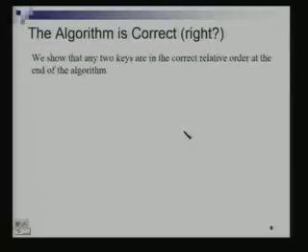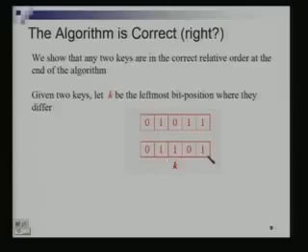Okay, now let's understand the correctness of the algorithm. We are now going to show that any 2 keys are in the correct relative order at the end. That means that if I take 2 keys, one is smaller than the other, then in the end the key which is smaller appears before the key which is larger. It's a very simple proof. Suppose these are the 2 keys that were given to me. Let me look at the leftmost position at which they differ. They don't differ at this place, they don't differ at this place either, but they differ at this place. Let me call this position K.